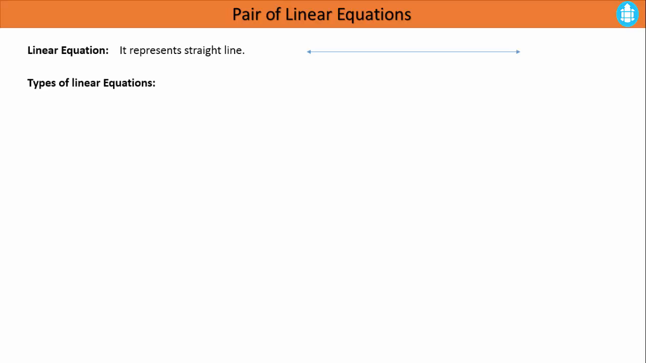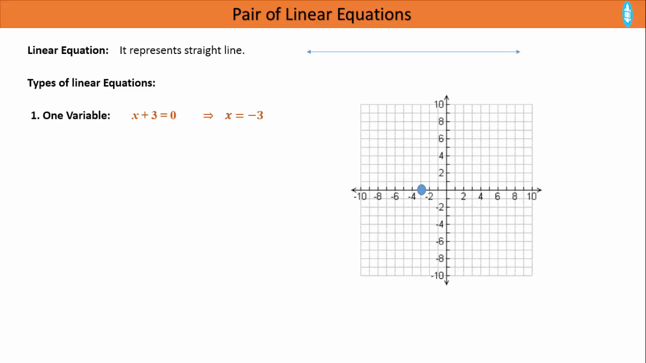Types of linear equations: one variable, such that x plus 3 is equal to 0 implies that x is equal to minus 3. Now we see the view of this equation on the graph. Here x is equal to minus 3. So the line passes in this way, which would be parallel to the y-axis.